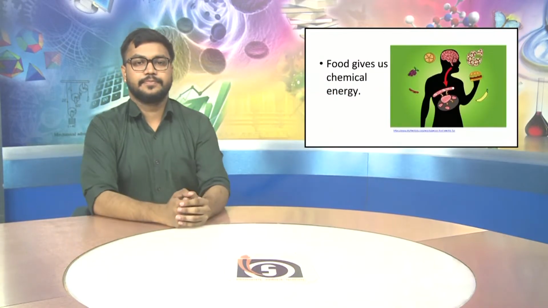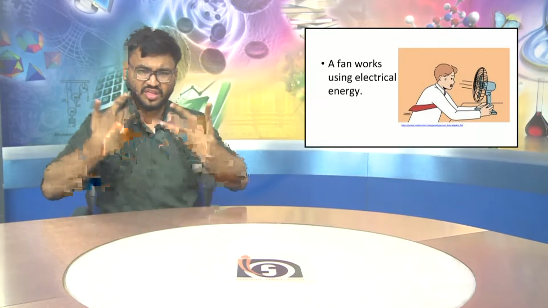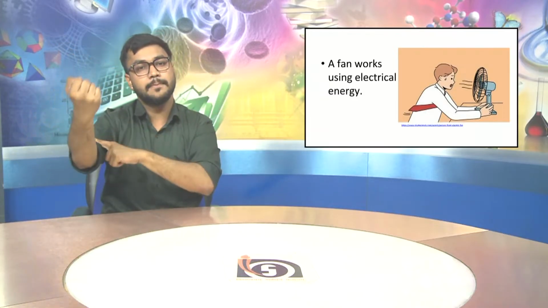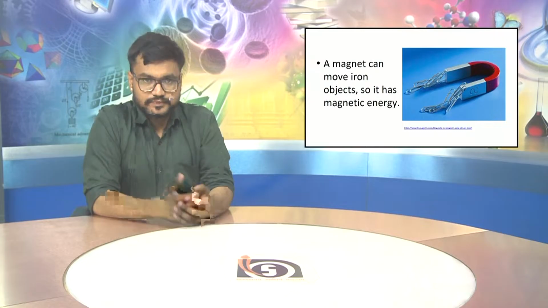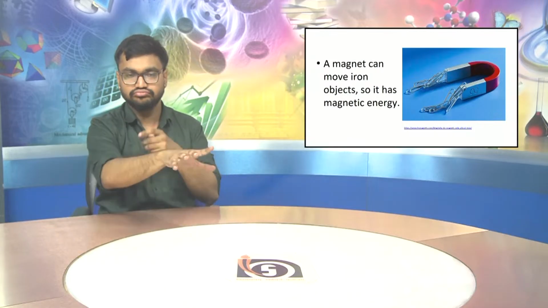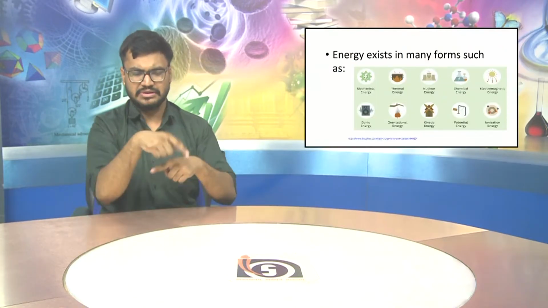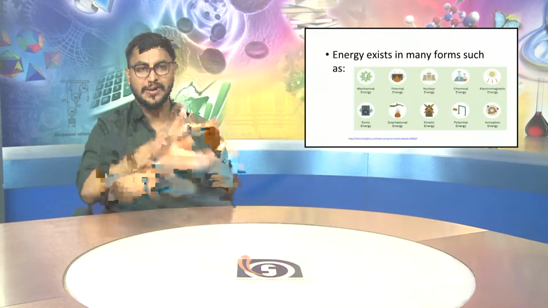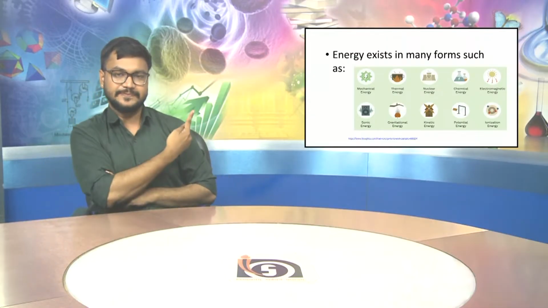Energy exists in different forms. Same as a fan works using electrical energy, which shows another form of energy. And same as a magnet can move iron object because it has magnetic energy. So we can conclude that energy exists in many forms such as mechanical, thermal, nuclear, chemical, electromagnetic, etc.